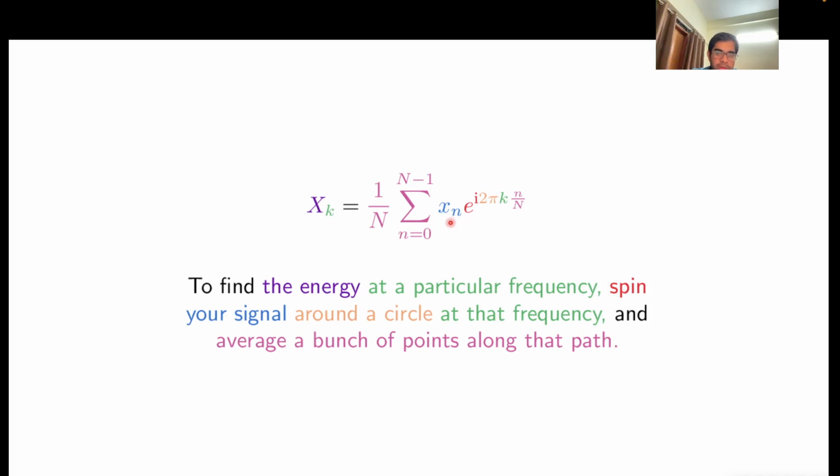There are some signal samples. What you do is you rotate that signal around the unit circle, and at a particular frequency you spin, the points you average will give you the power of that particular frequency. We'll see how this comes out. So basically this is the main equation of how you can find the frequency content of a signal, the amount of a given frequency contained in that signal.